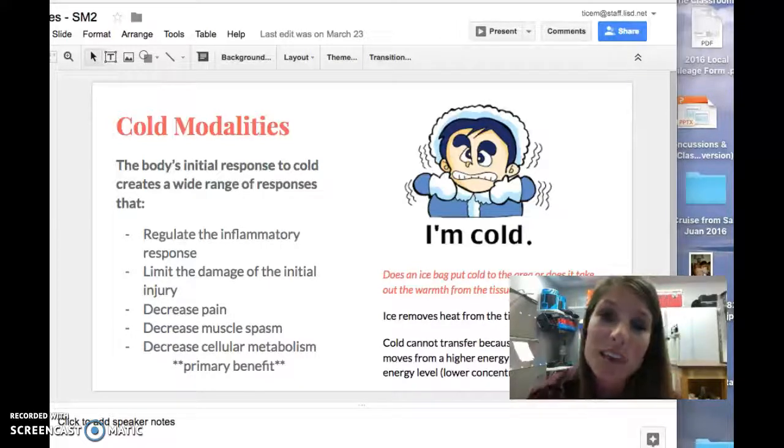Okay, and so with a cold modality, one of the big things that we're going to see is that decrease in cellular metabolism or decrease in cellular activity.